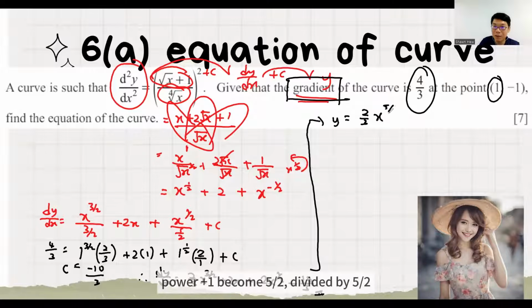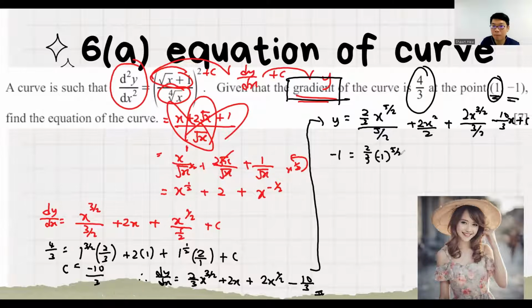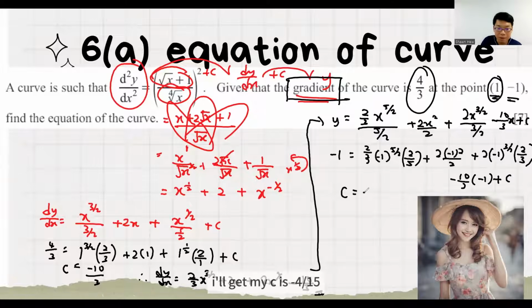Power plus 1 becomes 5 over 2, divided by 5 over 2. 2x power plus 1 becomes 2, divided by the new power, plus c. This question mentioned x is 1, y is -1, so -1 equals 2. Divided by 5 over 2 will become times 2 over 5. Divided by 3 over 2 becomes times 2 over 3. I'll get my c is -4 over 15.